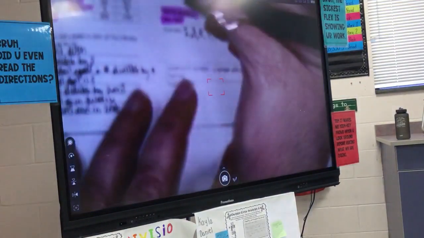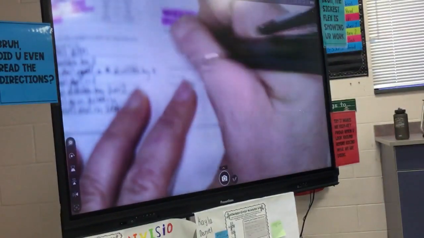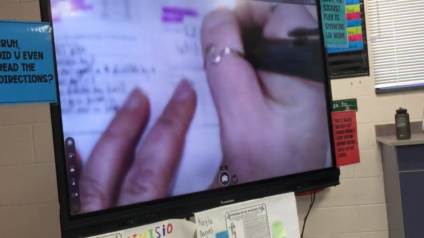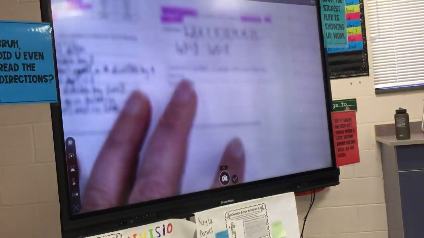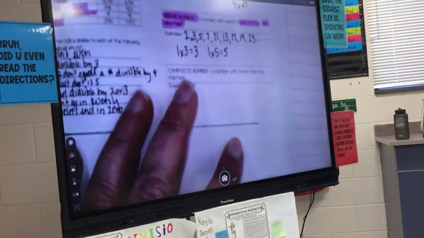And just real quick, make sure you have an example. So like 1 times 3 is 3, 1 times 5 is 5, and that is why those are prime numbers, because you cannot multiply anything other than 1 in itself.